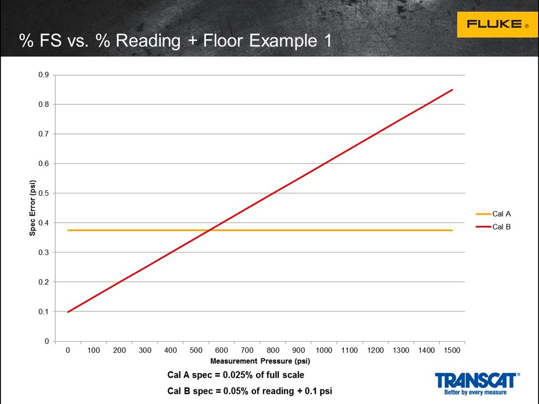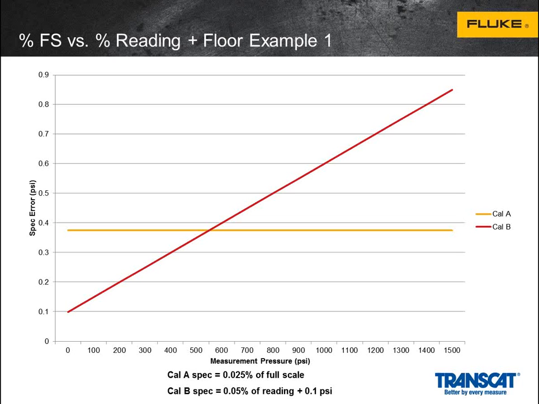These two units are real calibrators. I'm not going to mention who manufactures which one because the point is to compare the specs and the advantages and disadvantages of both. So if you look at, you're trying to look at the lower line as the better unit. So here you'll see that calibrator B, specified as a percent of reading plus floor, actually is better over the bottom third of the range. However, calibrator A, specified as percent full scale, is actually better over the upper 2/3 of the range.